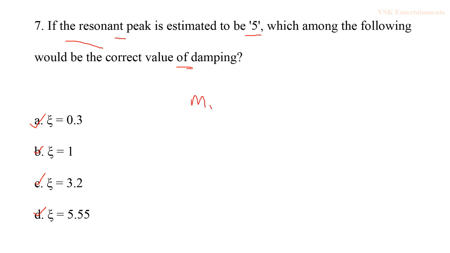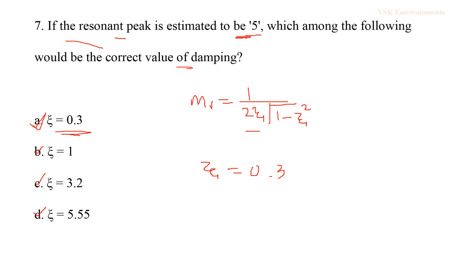resonant peak MR is equal to 1 by 2 zeta into square root of 1 minus zeta square. In this, zeta is nothing but the damping factor. We have to find the zeta value. In the problem, we know the resonant peak value is 5. Just substitute the resonant peak value and simplify the expression. By simplifying, we get zeta equal to 0.3. That is, the damping factor value is 0.3. So option A is the right answer for this bit.